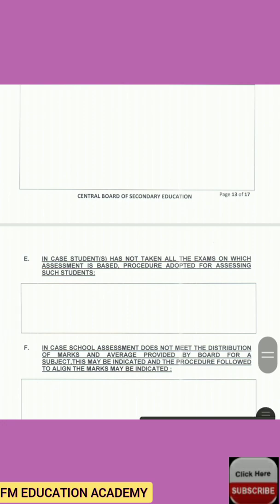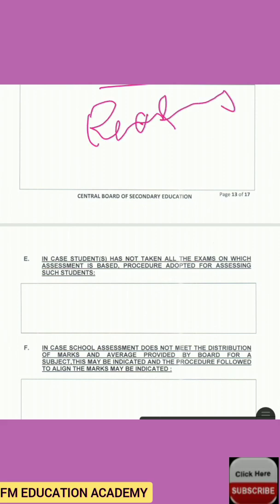Then, in case the school has not conducted all the 3 categories of tests or exams, the reason for the weightage given to different tests or exams will be indicated. How they are giving the marks if the school has not conducted any exam has to be written here, the reasons. Then in case a student has not taken all the exams on which assessment is based, on what assessment they are giving marks, that procedure has to be written here.